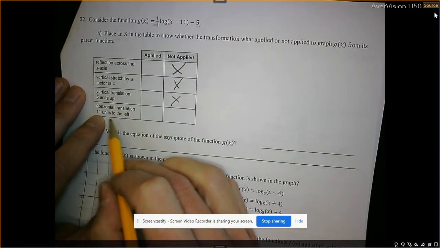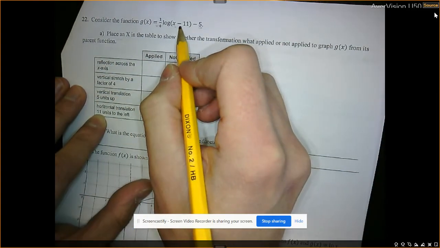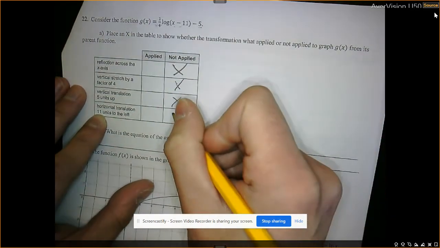Horizontal translation, 11 units to the left, okay? That means h would have to be negative 11. If we have an x minus 11, that means h is positive 11. So that is not applied.